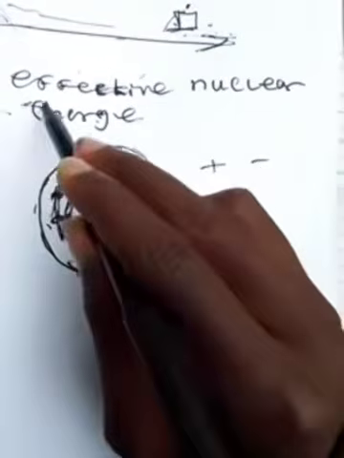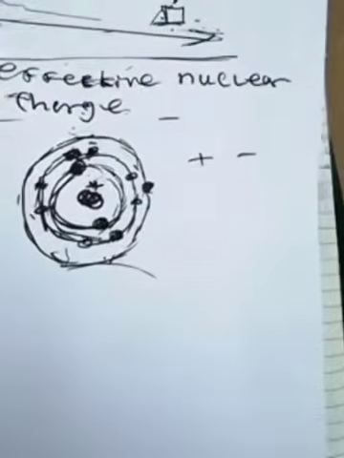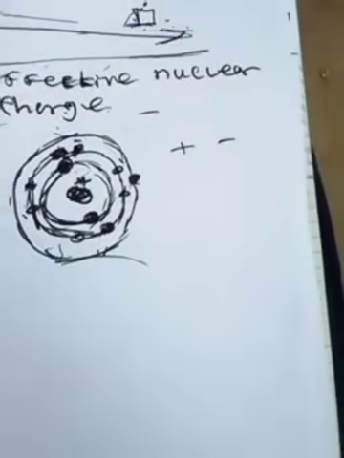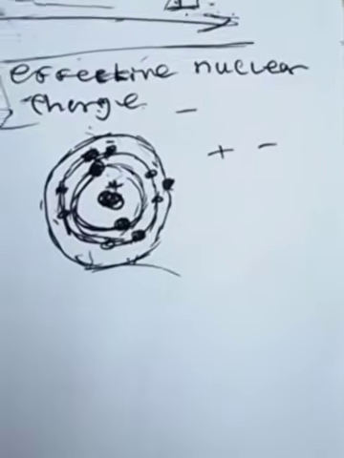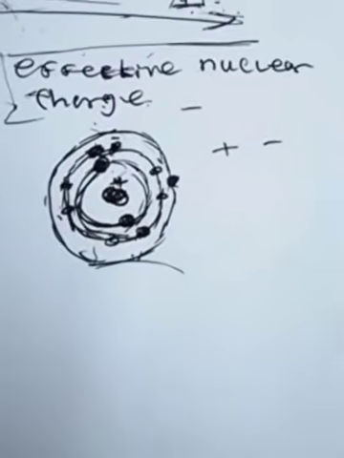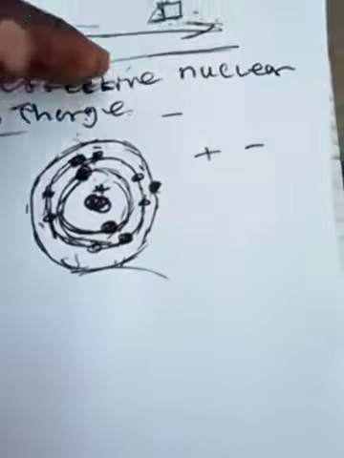Now, make sure that in your explanation, you mention the effective nuclear charge. This is what the effective nuclear charge is all about. So this is what you can explain in terms of the trend in the period.